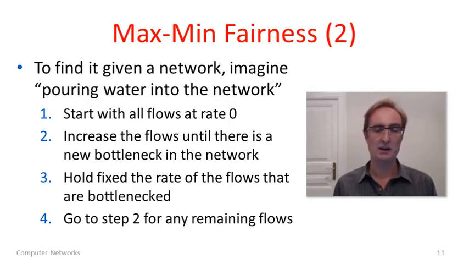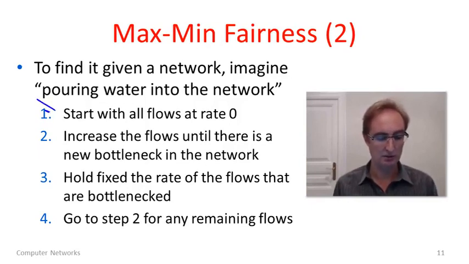So I defined a max-min fair allocation in a bit of a puzzling way. I didn't tell you how to find that allocation. Here's a procedure you can use to find that allocation. It's a pretty intuitive one. You just imagine we have all of these flows going through the network, each flow from a source to a destination. Just imagine pouring water into the network along these flows, raising the level of all flows, and we'll see what bottlenecks they run into. That will help us find a max-min fair allocation.